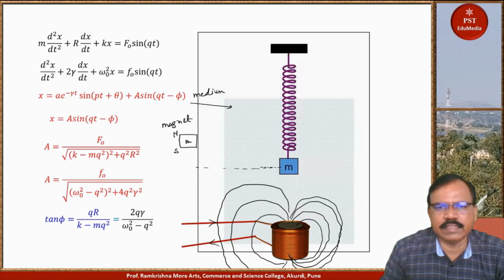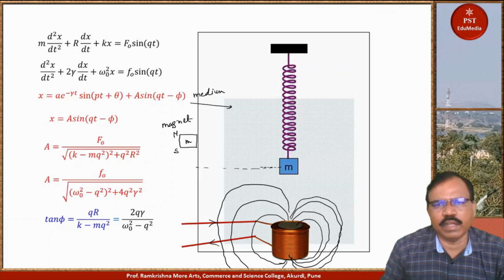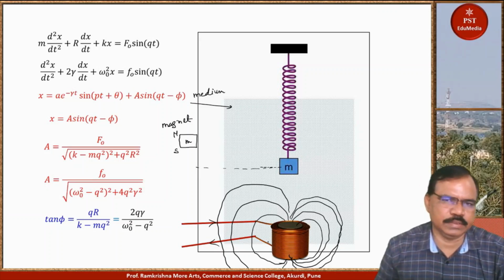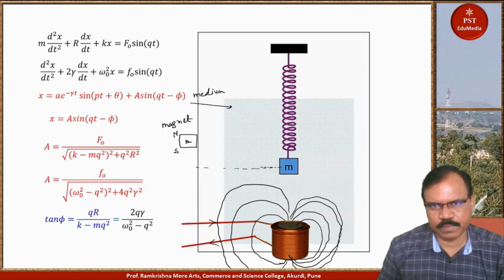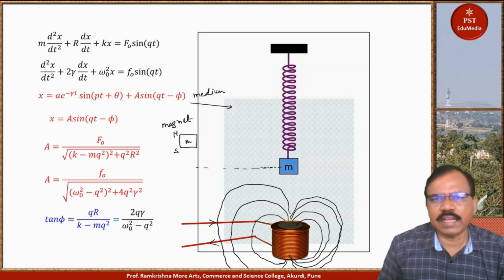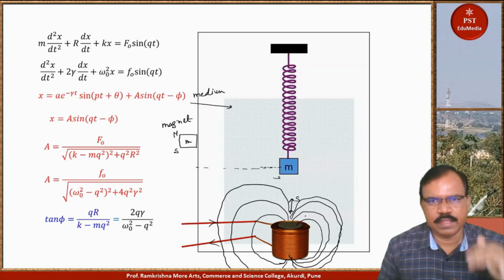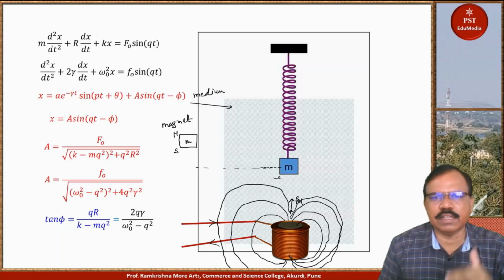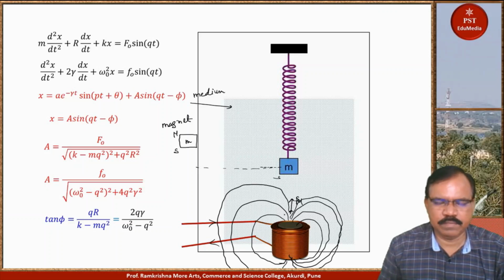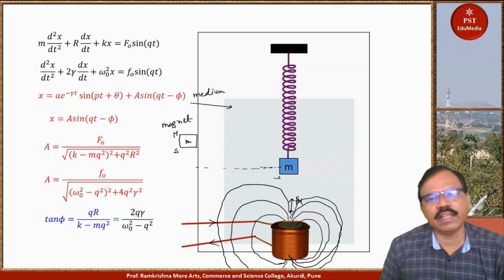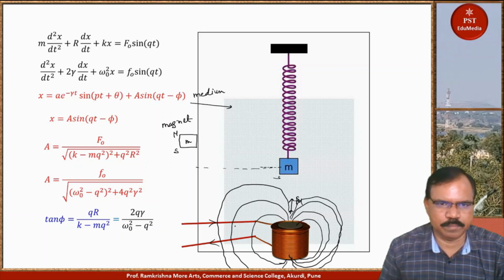And it will either attract or repel the mass, because the mass is a magnet, and that depends on the pole. If the lower pole is S pole, what happens? It will repel. If this pole is N pole, it will attract. So the direction of magnetic field is decided by the direction of current through the coil.